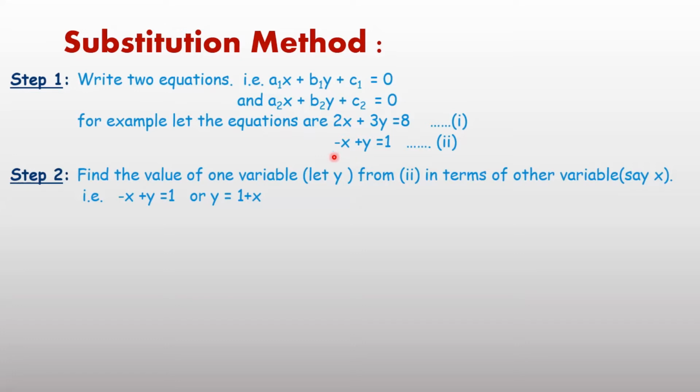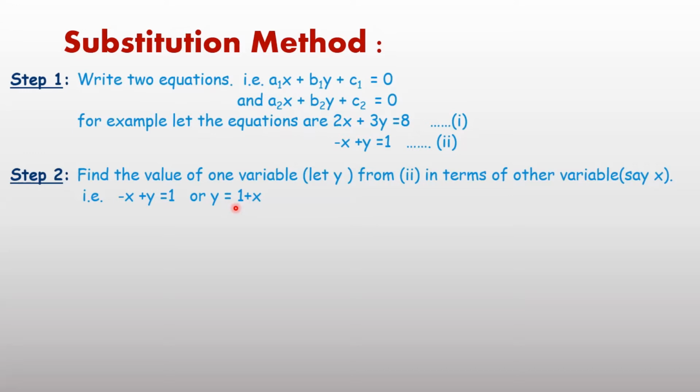In this case, I have taken the second equation, -x + y = 1, and written the value of y in terms of x. But it is not compulsory. You are free to find the value of x in terms of y from equation second, or the value of y in terms of x from equation first, or the value of x in terms of y from equation first. There is no hard and fast rule. But you have to decide in every equation what is easy for you, and then follow the next step.